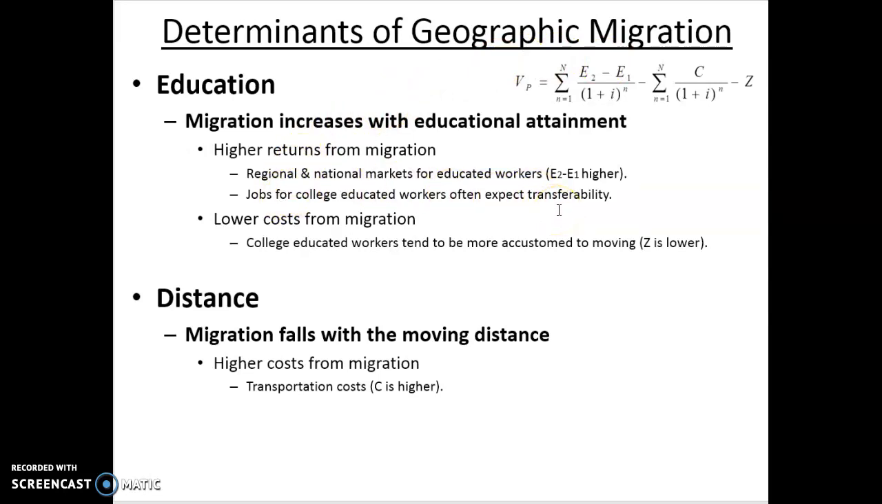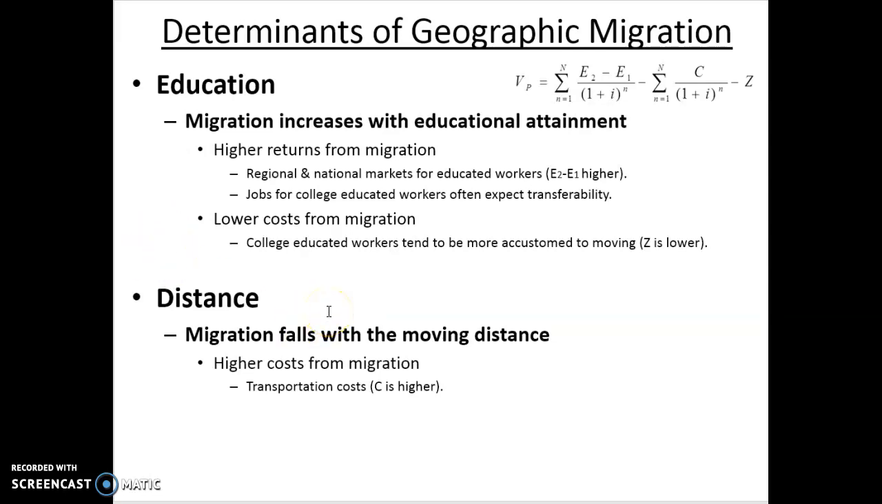It's very possible that you would get a job with a company that has satellite locations all over the US or all over the world if you have a college degree, and they would expect you to go where they need you to. Another thing that influences migration from educational attainment is the lower costs of migration. College educated workers tend to be more accustomed to moving. Most people that go to college often just expect that they're going to be moving, and many college students have already done that. They went to college away from home, so it's part of their MO.